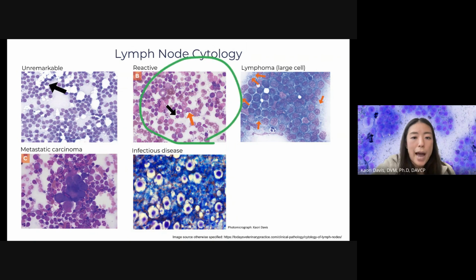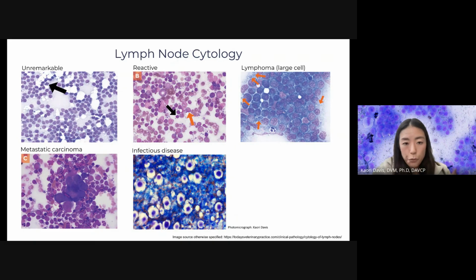So when there's reactive lymphoid hyperplasia, the lymphoid population becomes heterogeneous. So we have more intermediate to large lymphocytes, and then we see many plasma cells. So the entire population becomes heterogeneous. But in reactive lymph nodes, we still see small lymphocytes as the majority of the lymphoid population.